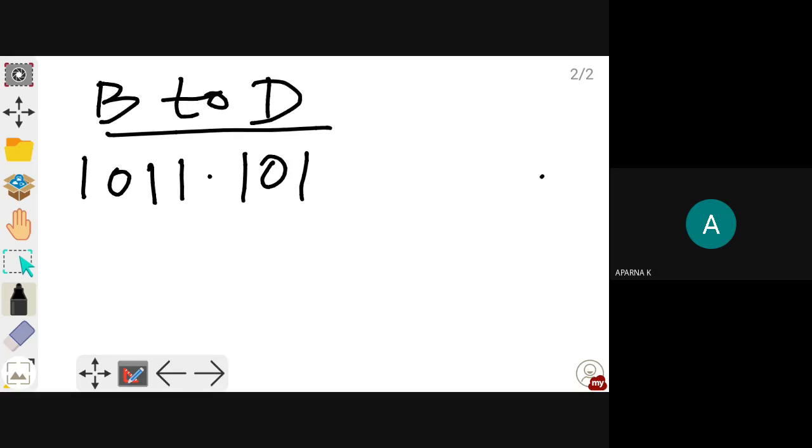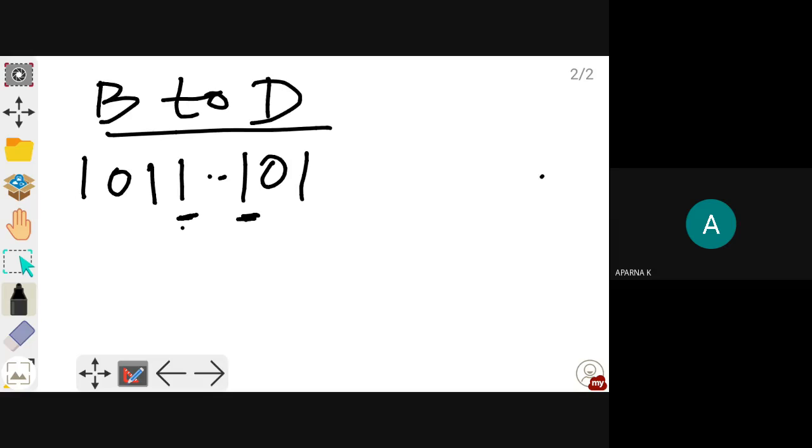The base of a binary number is 2. From the binary point, the right side is the fraction part. The first digit you multiply with 2 power minus 1, the second with 2 power minus 2, and the third with 2 power minus 3. From the binary point to the left-hand side, you multiply with 2 power 0.